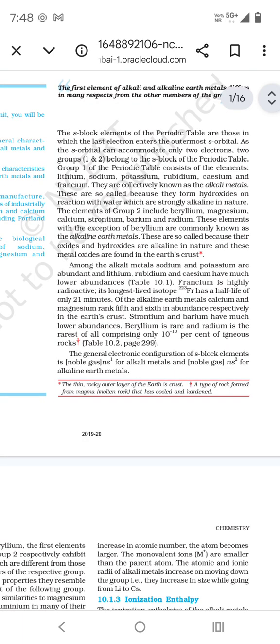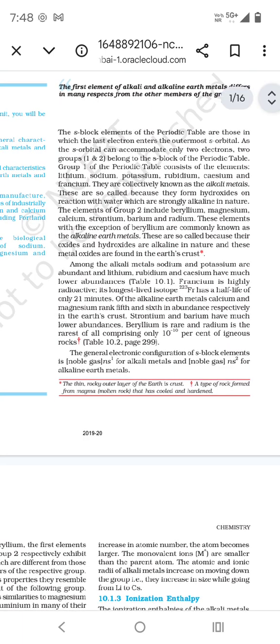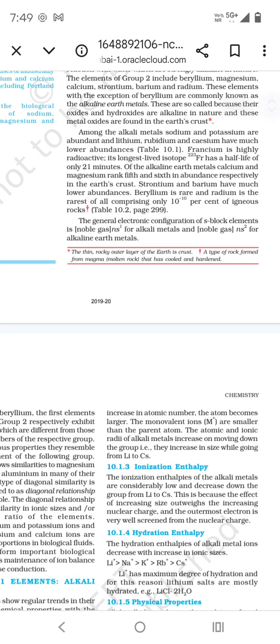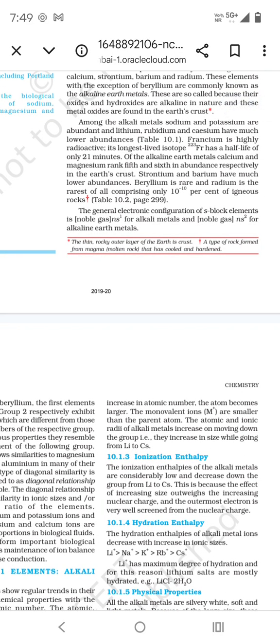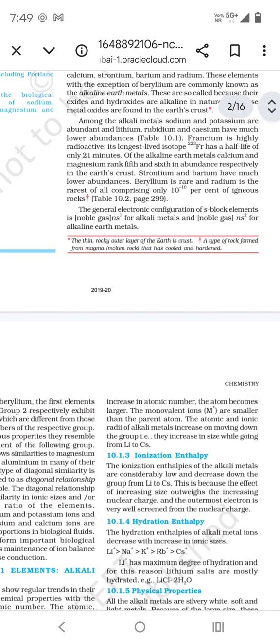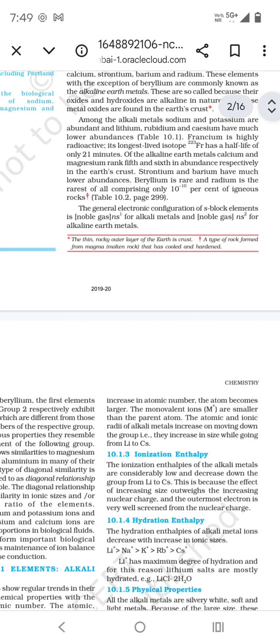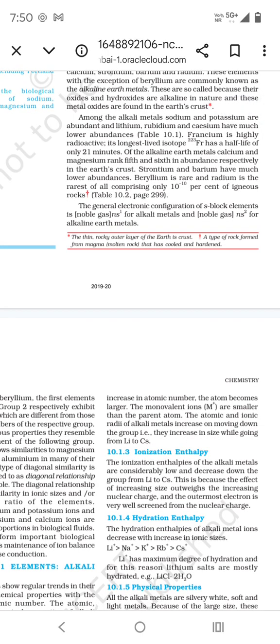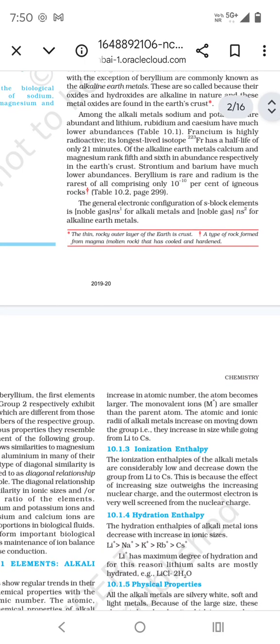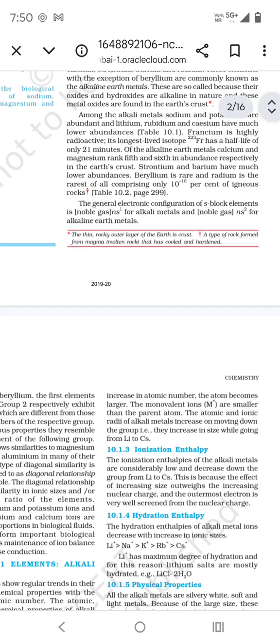Strontium and barium have a much lower abundance. Beryllium is rare and radium is the rarest of all.